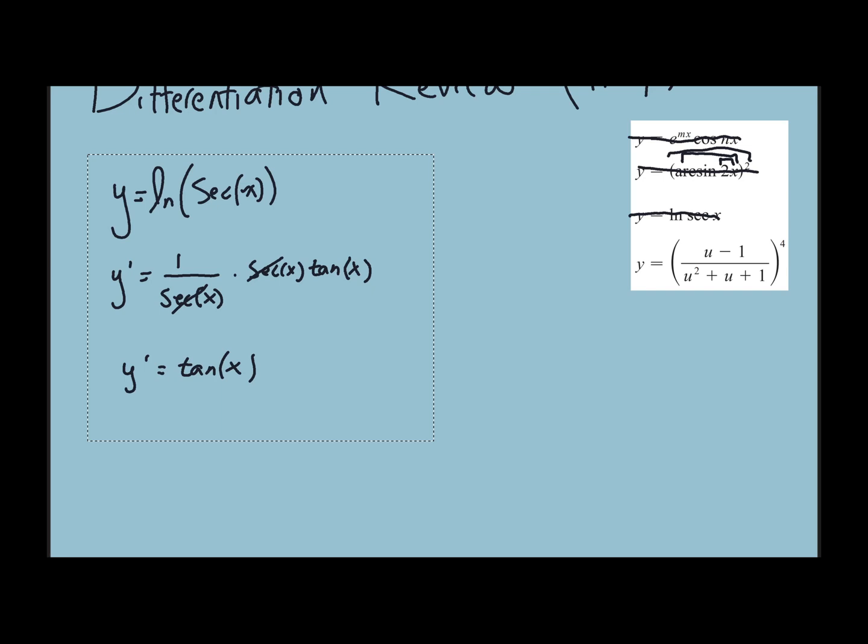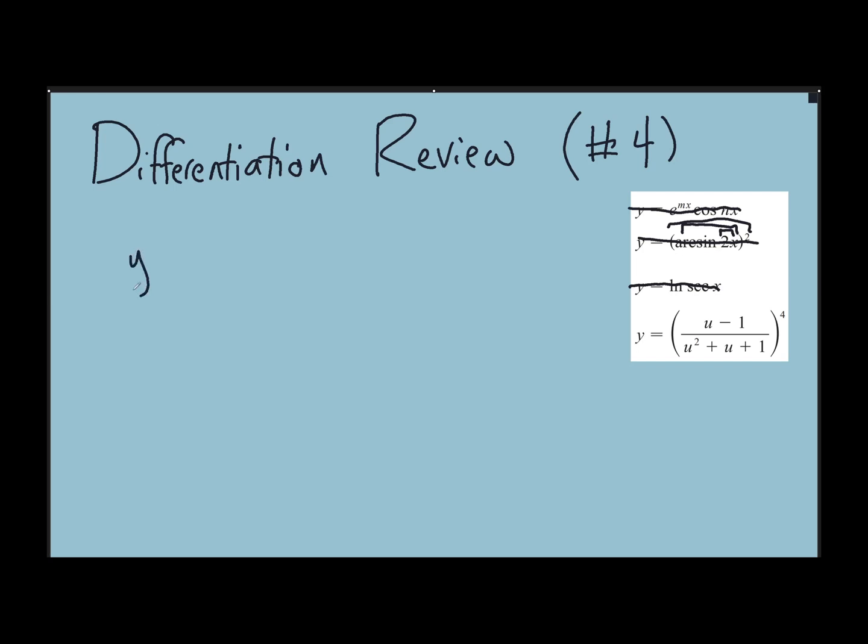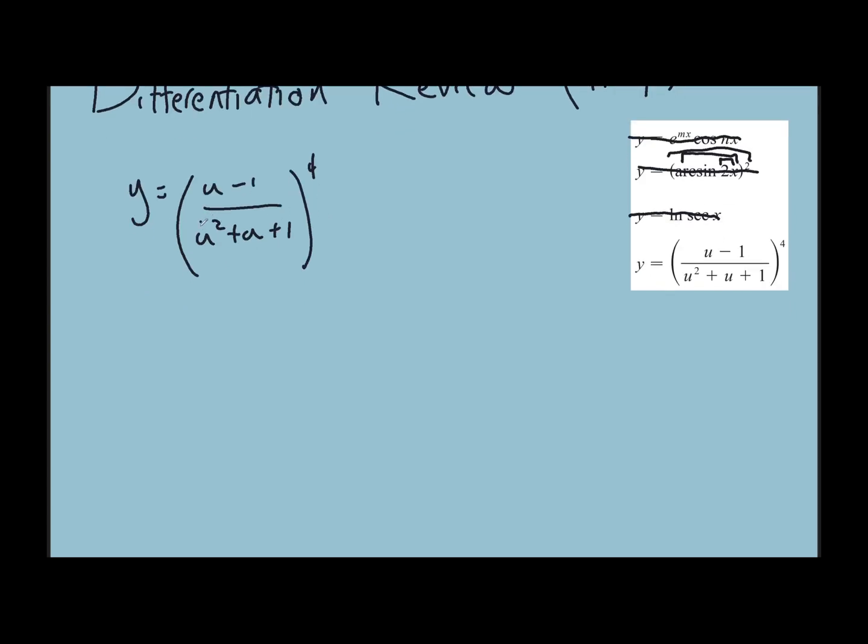Now the next one seems a little obvious to me, but we'll see if there's some difficulty with it. y equals u minus 1 over u squared plus u plus 1, to the fourth. So what do we want to pay attention to? Right away I'm looking at all this stuff in here, but that's not what we need to pay attention to at all. We're taking a derivative. It's a power rule. You know that. We don't even need to look at the inside function yet. Right? That's the whole thing. And then it's times the derivative of the input.